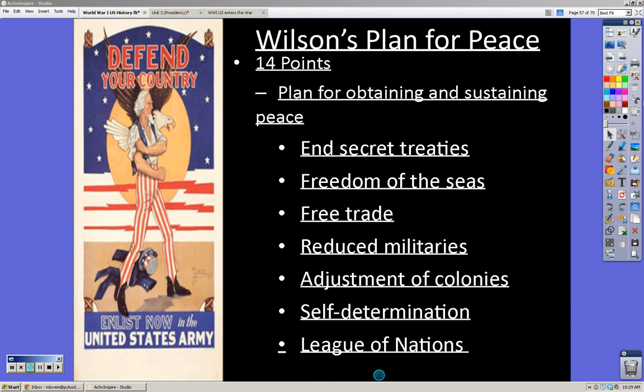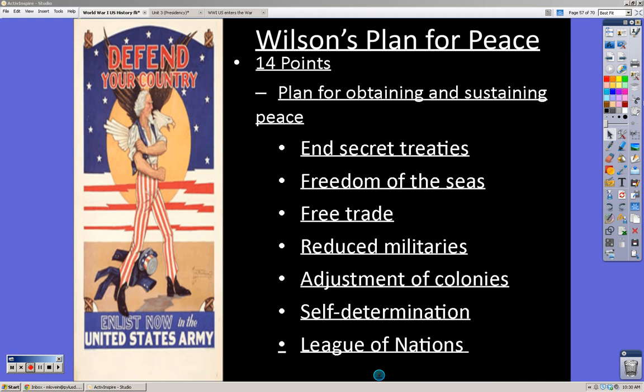The first thing we're going to talk about is Wilson's plan for peace. He creates something called the 14 points. They're not all listed here, obviously, but this is his plan for obtaining and sustaining peace. So it's not just going to be getting a treaty signed. It's how are we going to make sure that this doesn't happen again? Because people called World War One the war to end all wars.